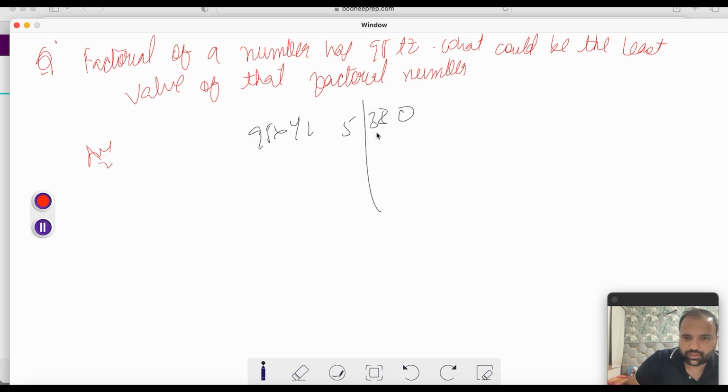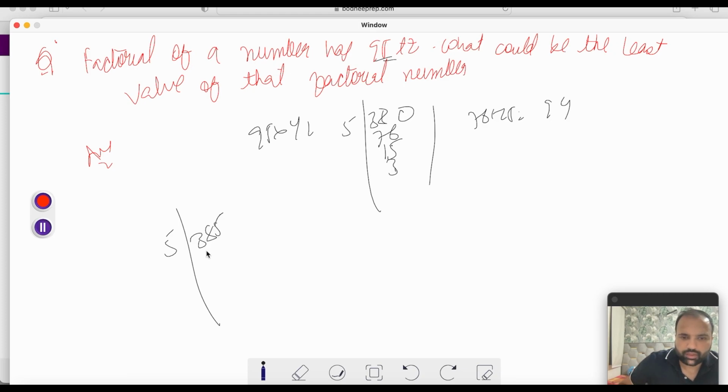So 5, 76, 15, 3. So how many do we have? 76 plus 18 is 94. But how many do we need? We need 95, so we'll go a step ahead. So 385, it will be 77, 15, 3. So we have 95 trailing zeros.